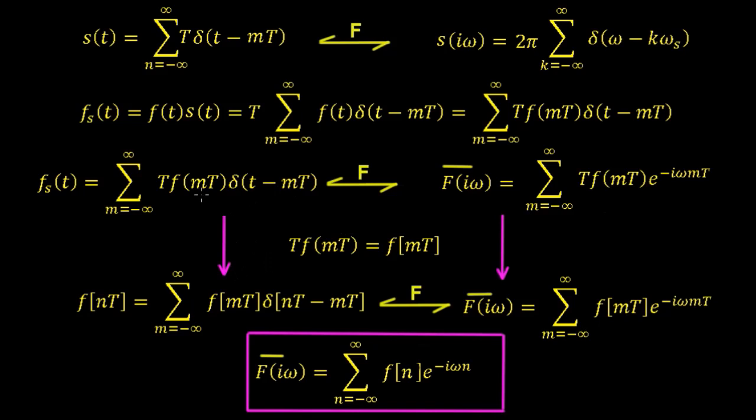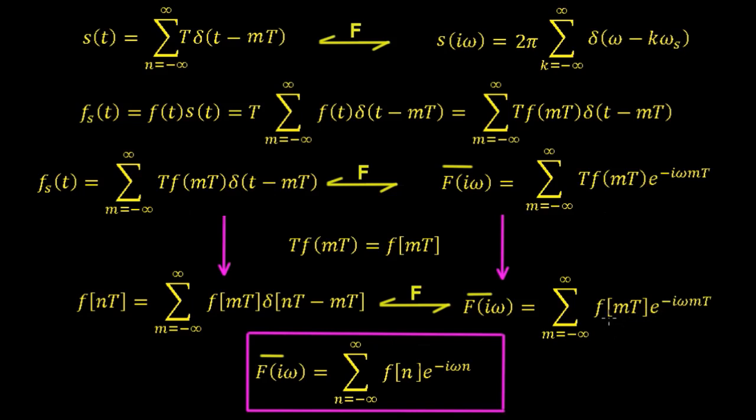So you can see here that from this line to this line, we've replaced the continuous function f of mT with a discrete function, and in doing so this T here has disappeared. So this line here becomes this line here via this conversion factor, and the same at the other side here. The T f of mT then becomes the discrete function f of mT. So finally this thing here is our discrete time Fourier transform, but we don't usually see it written like that.